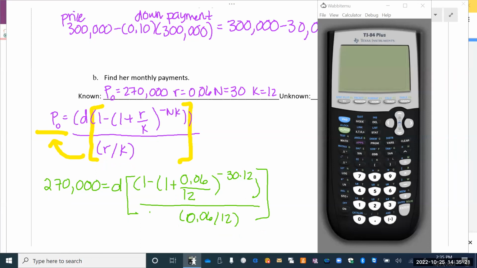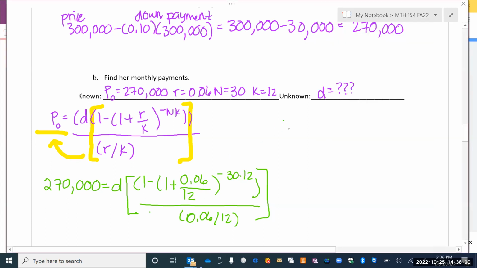Okay, let's grab all that. 1 minus (1 plus 0.06 divided by 12) raised to the negative power. At this one, I'm going to go ahead and do it in the calculator, just in case. Double parentheses, divided by 0.06 divided by 12. And let's get that answer. So that's 166.79, on and on and on.